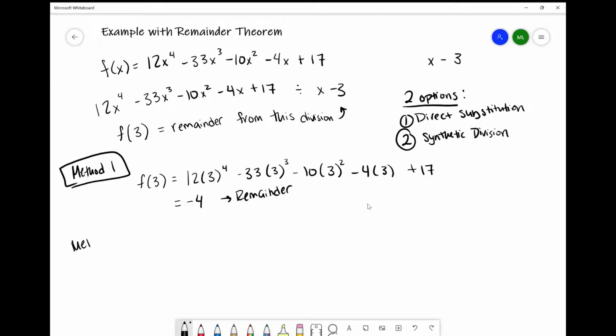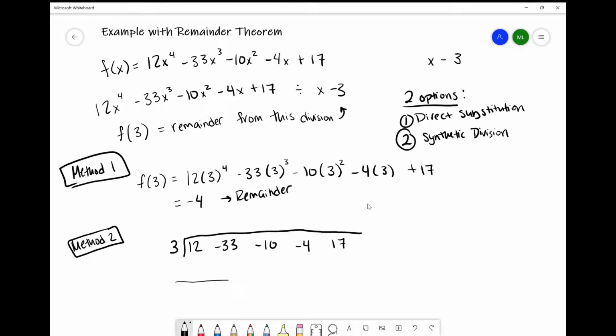Now you have method 2, which I've written up there. Method 2, you can use synthetic division. So synthetic division says you have the x minus 3, which is what we have, so I would put a 3 out here, and inside my synthetic division, which is long because we have a long polynomial, go in order of the degree. So it's 12, -33, -10, -4, and 17.